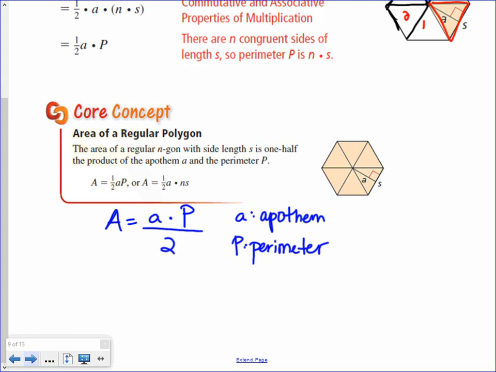The other way of writing that, if you'd rather write it this way, you certainly can: 1/2 times apothem times perimeter, or 0.5 times apothem times perimeter. So it's kind of personal preference. Some people just like multiplying by 0.5, and some people don't like decimals, so they want to divide by 2.